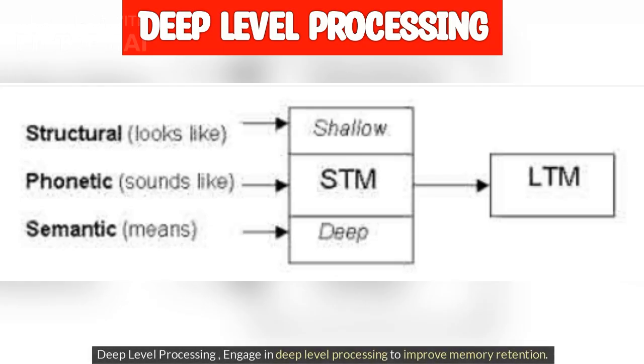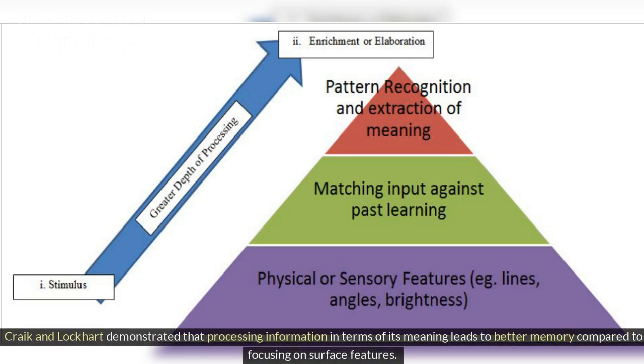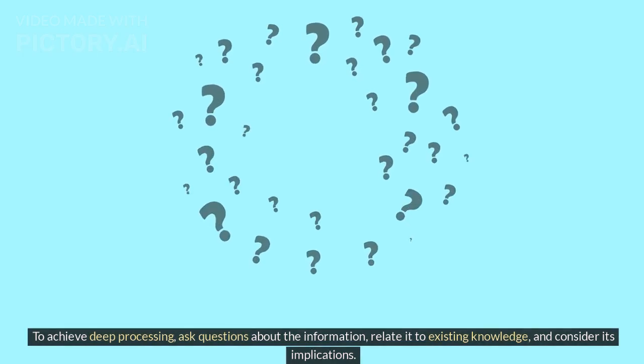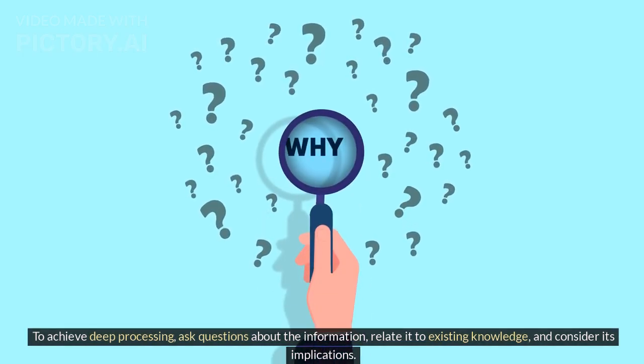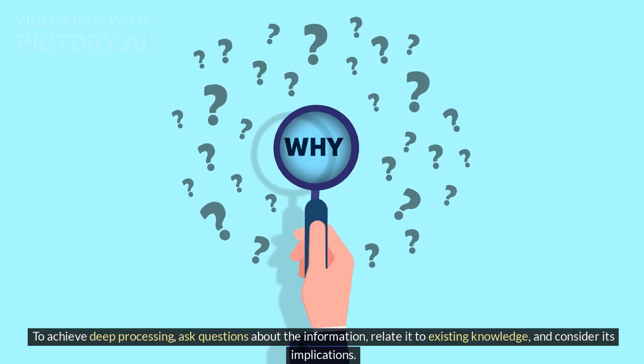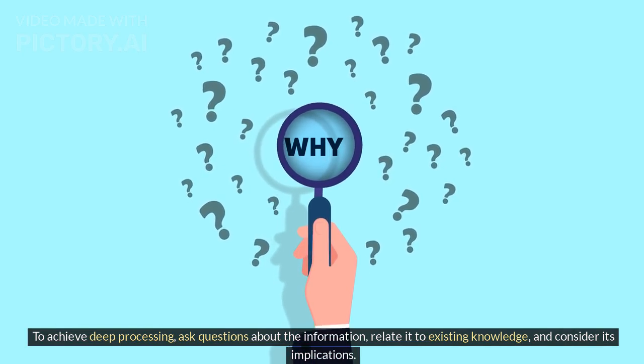Deep-level processing. Engage in deep-level processing to improve memory retention. Craik and Lockhart demonstrated that processing information in terms of its meaning leads to better memory compared to focusing on surface features. To achieve deep processing, ask questions about the information, relate it to existing knowledge, and consider its implications.